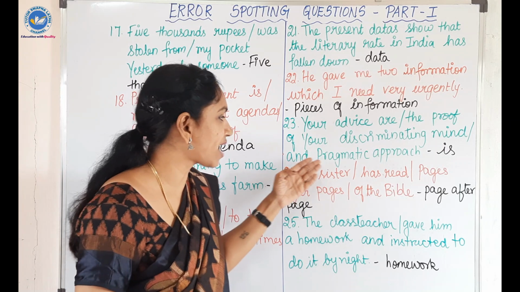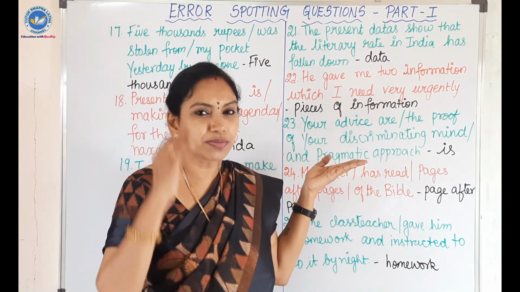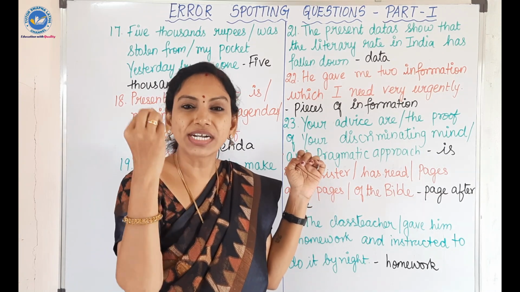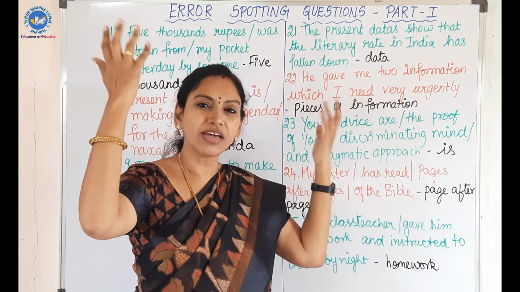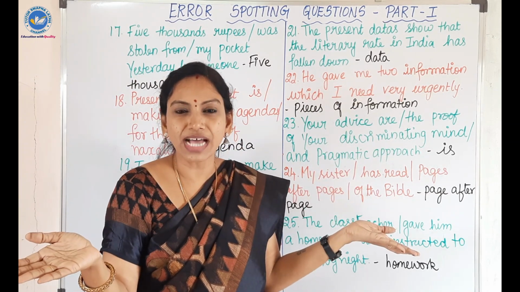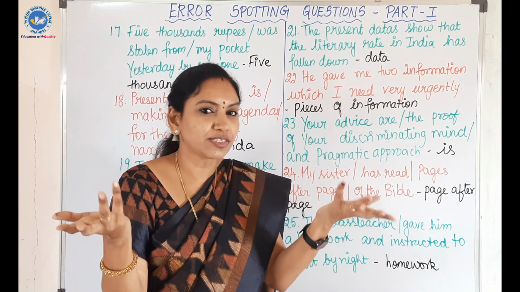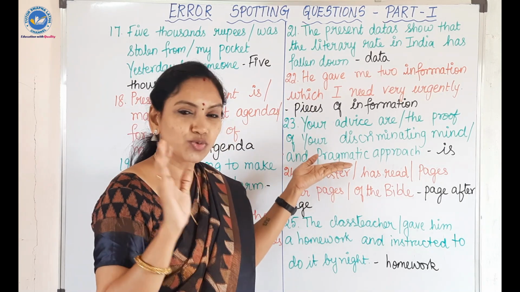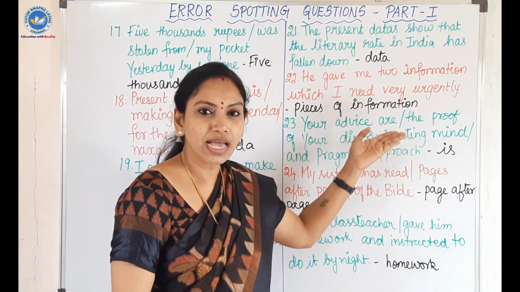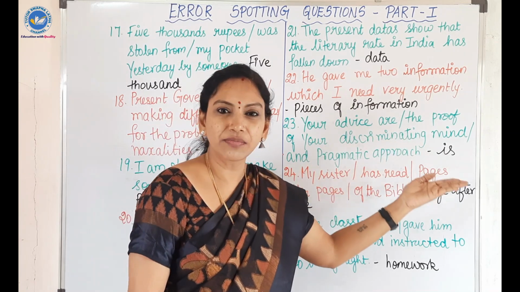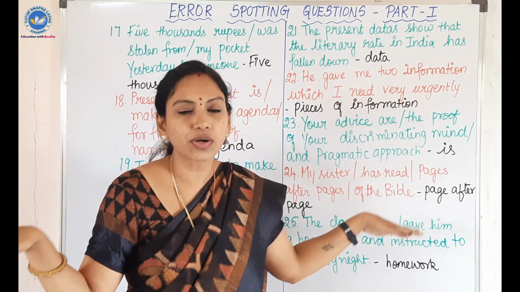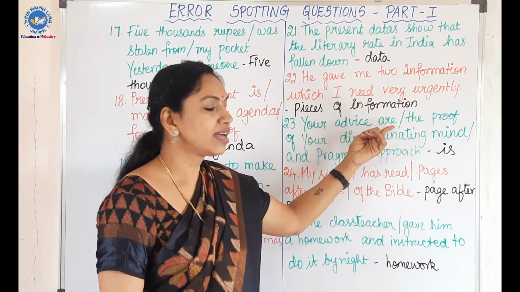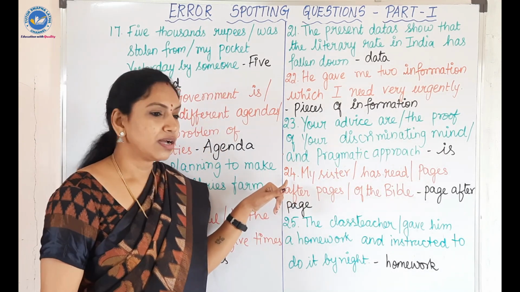Here there's a new term, pragmatic. Pragmatic means practical approach. Our elders used to tell us, think practically. Whatever you say, people will imagine everything, as if everything is happening like a movie. That's not practically possible for us. So that is the meaning here. Your advice are the proof of your discriminating mind. Discriminating means treating equally. Mind and pragmatic approach. Is. So here is.